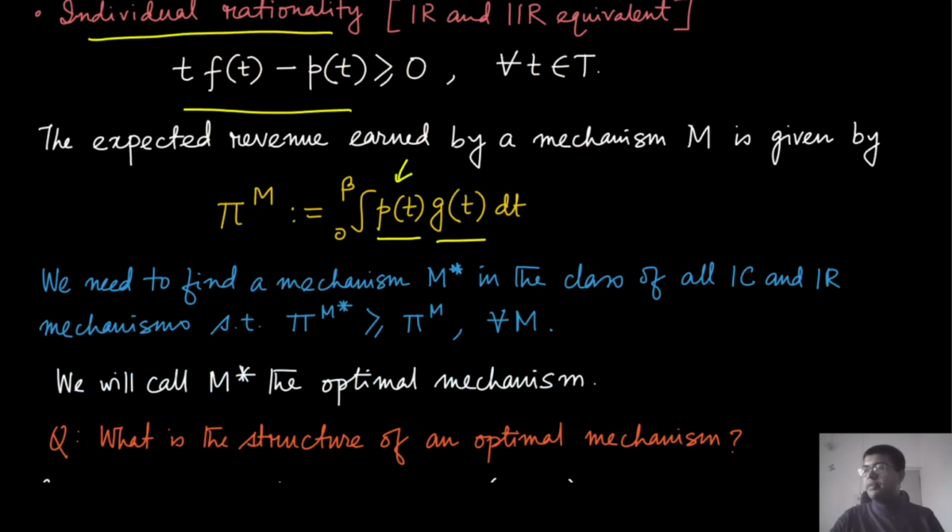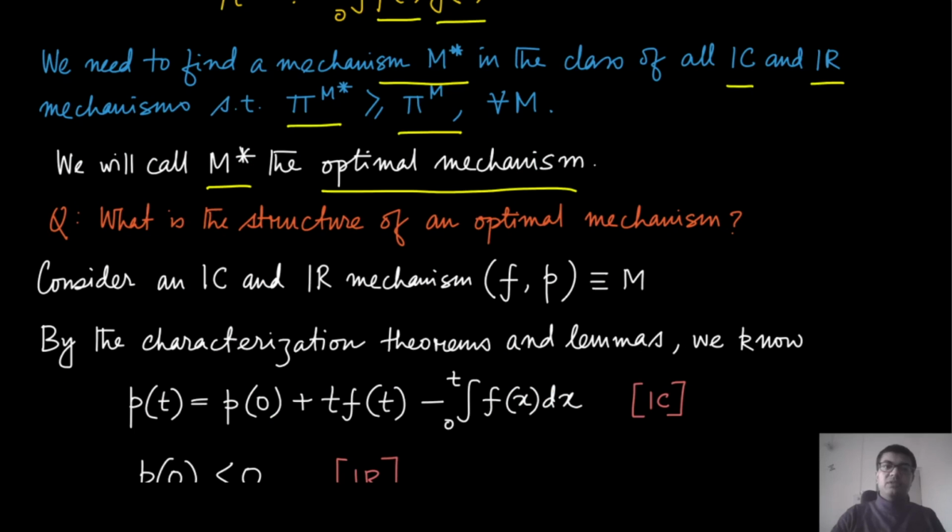Now the optimal mechanism design problem reduces to the following. We have to find a mechanism M star in this class of all incentive compatible and individually rational mechanisms such that its revenue earned is the maximum, and we'll call this M star the optimal mechanism for a single agent. Now the question that we are going to ask in this module is, what is the structure of this optimal mechanism? So let us use this shorthand M for f comma p.